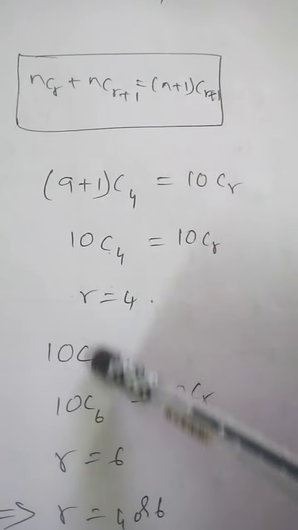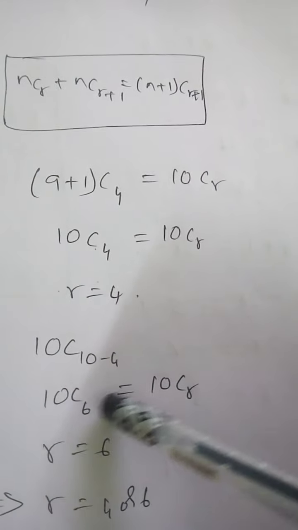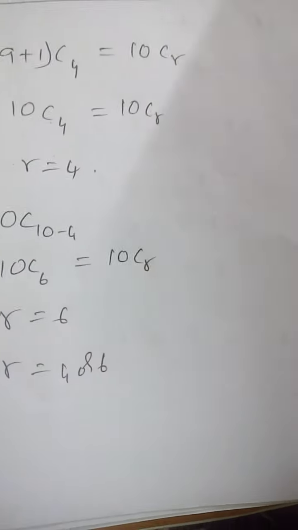So 10C4 can also be written as 10C(10 minus 4). So 10C6 is equal to 10Cr. r is equal to 6. So r can be 4 or 6.